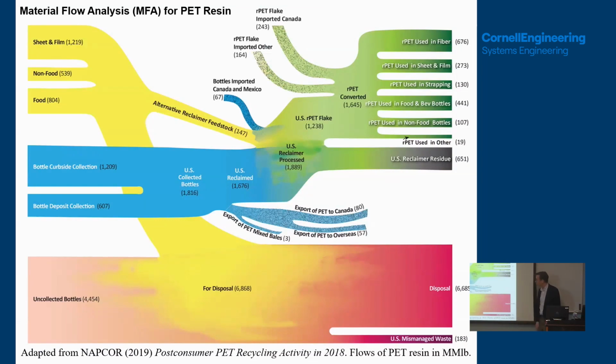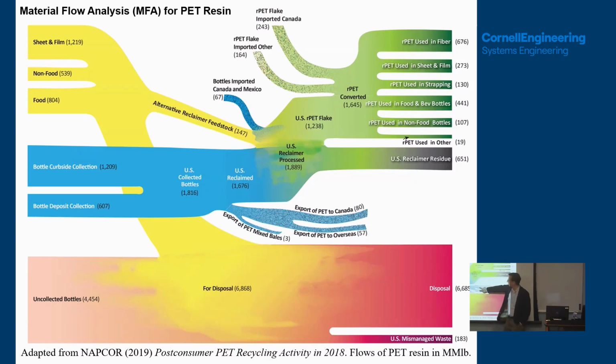The numbers here are in millions of pounds. So one way to look at this is to start with the blue material. This is what's collected. So we're collecting bottles in the US. About 2/3 of the bottles are collected curbside, another third are collected in deposit return systems. We can get the total collected and then the total that go to what we call reclaiming.